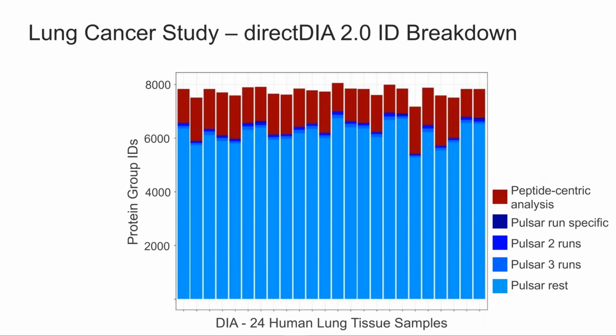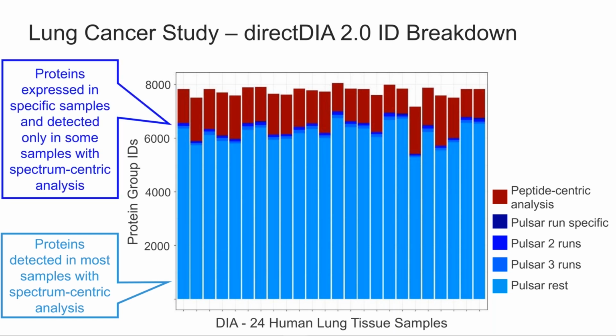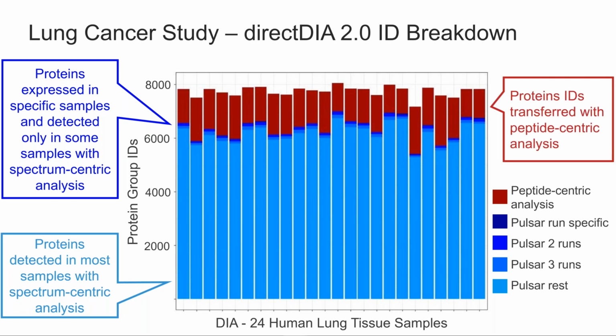So this is how the analysis looks. In light blue, there are the proteins that we can detect in almost any run of the study. In dark blue, there are proteins that are expressed specifically in certain samples of the study, and hence we only identify those in certain runs in the spectrum-centric analysis. And then in red, you can essentially see the protein identifications that are transferred to the other runs using the peptide-centric analysis.